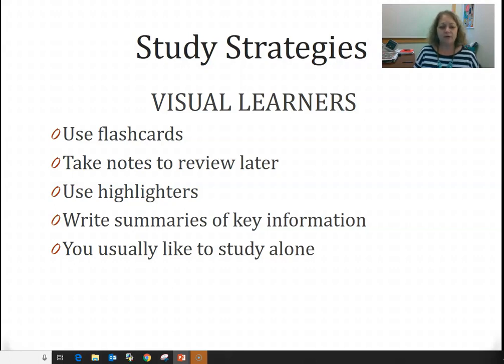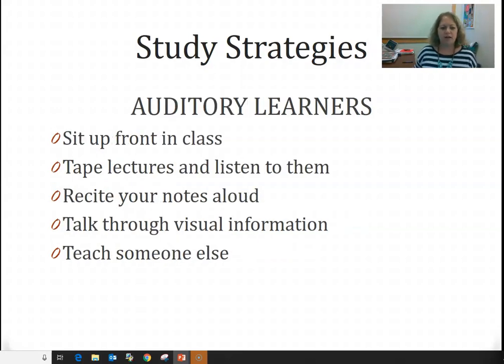Using highlighters, like we talked about earlier. Writing summaries of key information. So, after you read for a set chunk of time, maybe 10, 15 minutes, write out the key information that you got from that reading, or same thing with notes. At the end of the day, write a summary of key information or type it out, whatever works well for you. A lot of visual learners like to study alone. That doesn't mean that you cannot be in a study group. It's just that oftentimes visual learners like to process that information on their own. And we'll talk about utilizing study groups throughout the class.